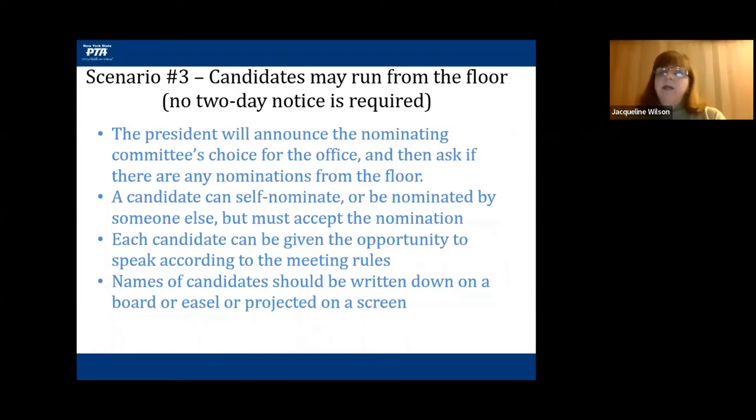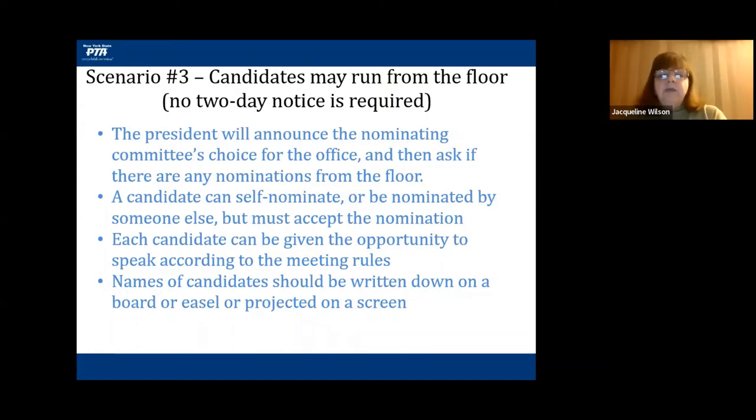Then anybody can come and nominate themselves, self-nominate: yes, I would like to run for president, and give their name. Or someone could nominate them: I'd like to nominate Jane Doe for president, and Jane has to say, yes, I accept. So the person has to be there in order to accept the nomination, unlike the 2-day notice, where they have written information that they would like to run from the floor.